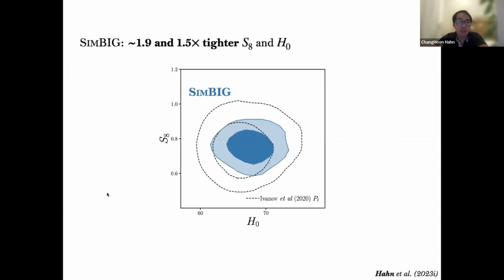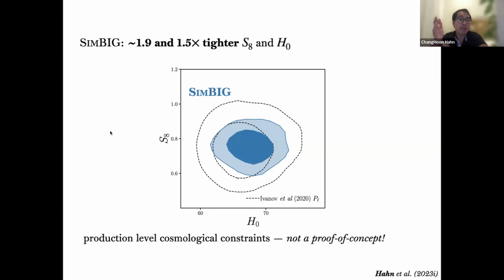So going back to the original constraints that I started the talk with, S8 and H0, here's how the SIMBIG constraints compare to the standard power spectrum analysis in the black dashed line. You can see that we're able to improve S8 by almost a factor of 2 and H0 by more than 50%.